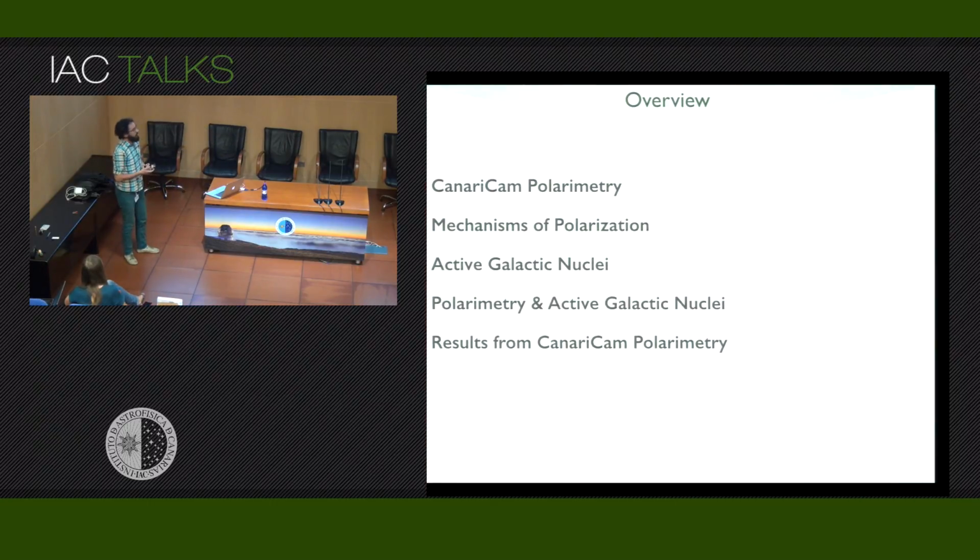Okay. Well, so I'm going to present the polarimetry mode of Canary-CAM, and later a little bit about the mechanism of polarization, just to be familiar with what kind of polarization we are expecting in AGN, what AGN is, and how we can use polarimetry to study AGN, and then later the results of Canary-CAM polarimetry.